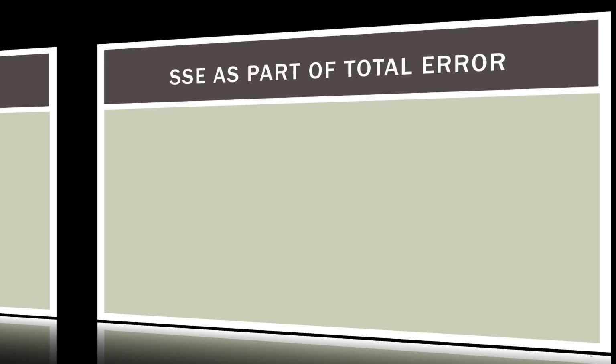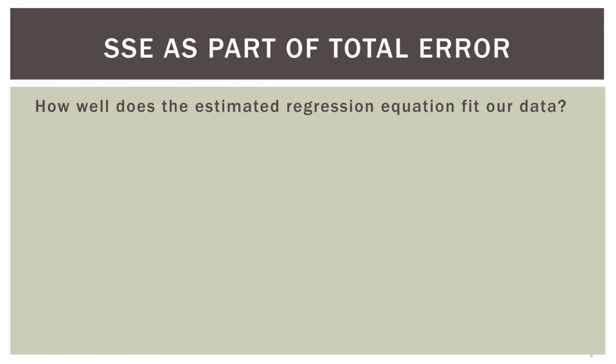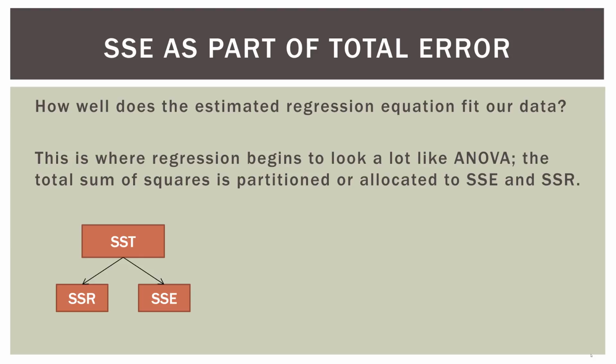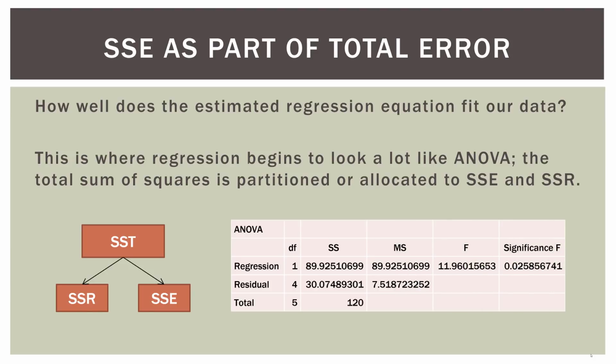Remember that this helps explain how well the equation fits our data, and what we can attribute to error and what we can attribute to the model. This is where regression looks a lot like ANOVA. The total sum of squares is partitioned, or split, into SSE and SSR, just like that. In this case, the sum of squares due to regression was 89.925. The residual or error sum of squares was 30.074-ish. And that is how the 120 total sum of squares was partitioned, or split, between the model and the error.